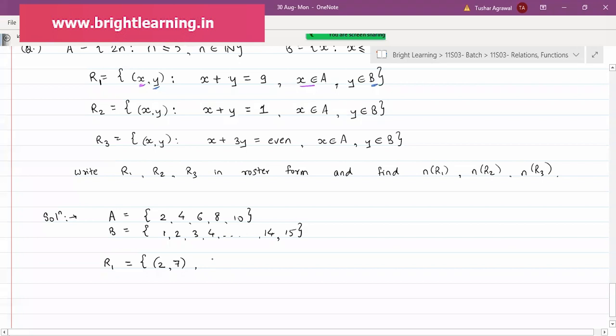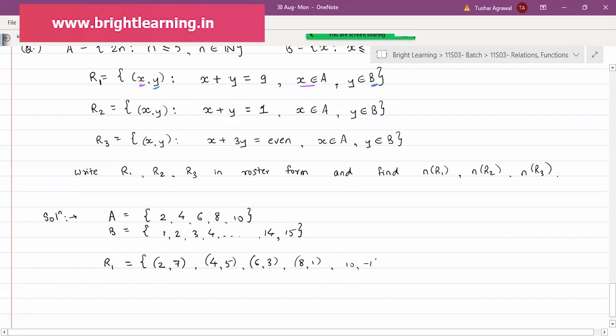If I take another element from the first set equal to 4, the second element will automatically be 5: (4, 5). First element 6, then 3. 6 will get paired up with 3, 8 will get paired up with 1. If you want, 10 also can be paired up with minus 1.